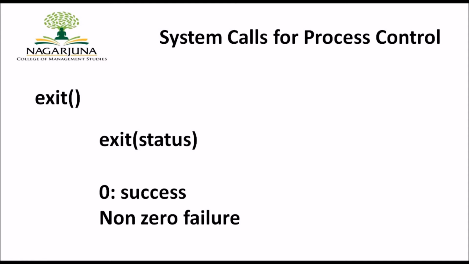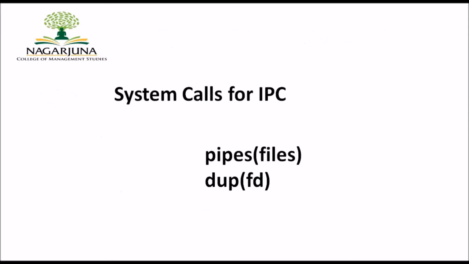So we'll move on to the next system calls, with respect to IPC. IPC stands for inter-process communication. This is used where two different processes want to communicate with each other. We have two different system calls for that. One is pipes, the other one is DUP, where DUP stands for duplicate.